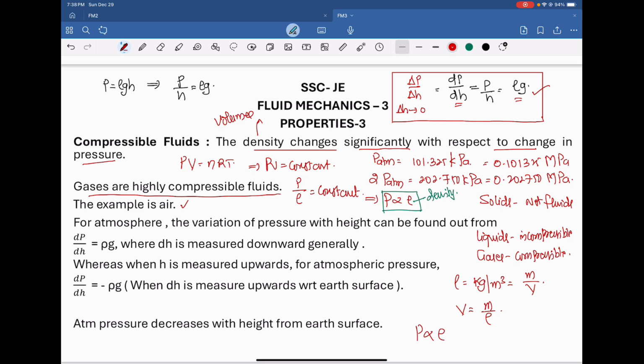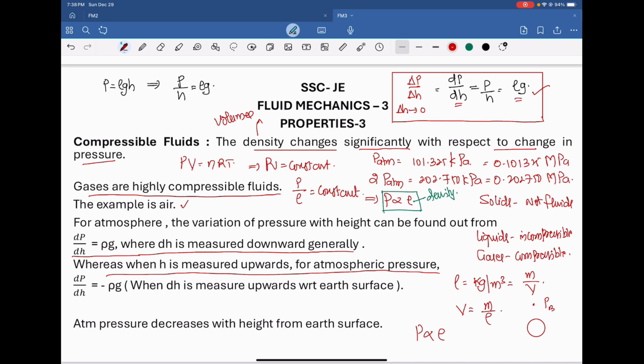Now, this equation is valid for all fluids. Here in dP by dH, how have we measured? From PA to PB we have come. PA is atmospheric pressure, which we took as datum 0, because atmospheric pressure is there everywhere. Then PB is rho g H. We calculated the height from PA downwards. We got this equation when dH is measured downward.